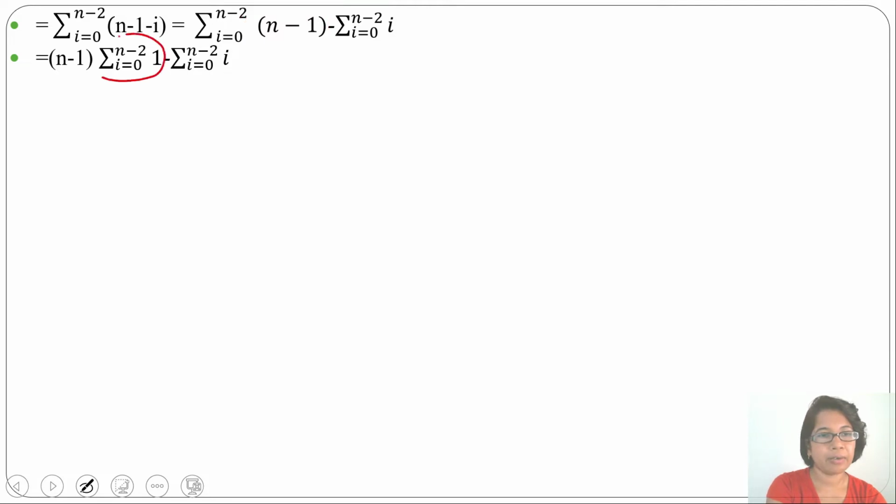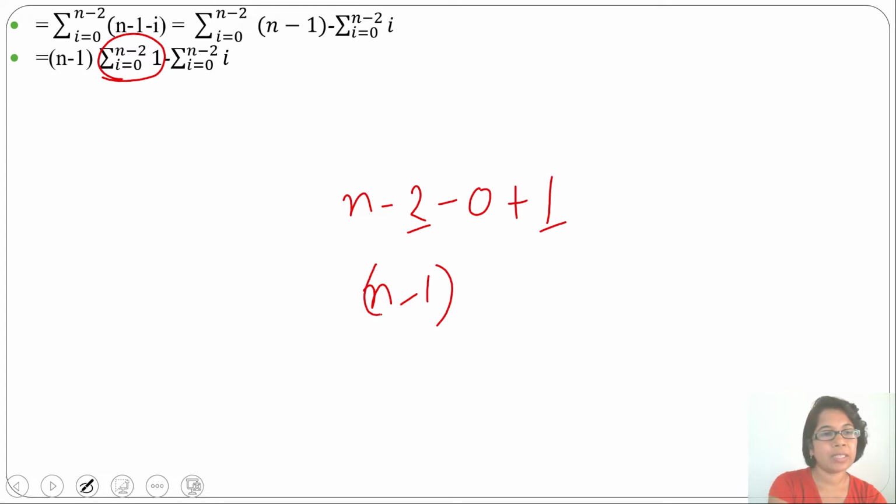Let me first evaluate this. We know the formula: upper limit minus lower limit plus 1. The upper limit is n minus 2, minus 0, plus 1. So minus 2 plus 1, it will be n minus 1. Previously there is another n minus 1. So n minus 1 multiplied by n minus 1 will be (n minus 1) to the power 2.